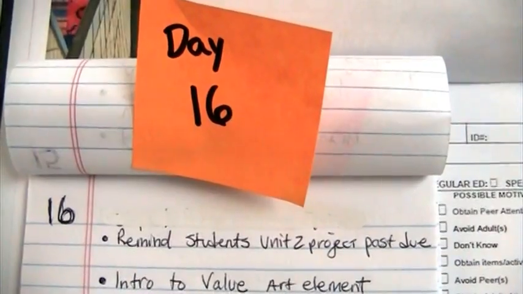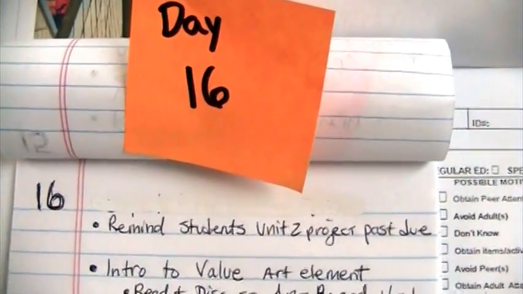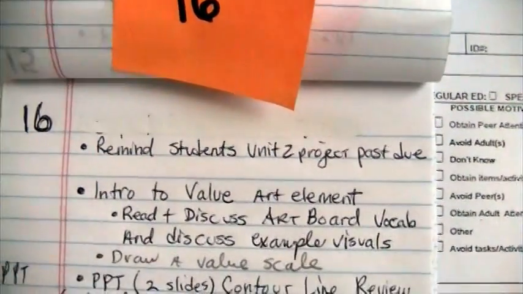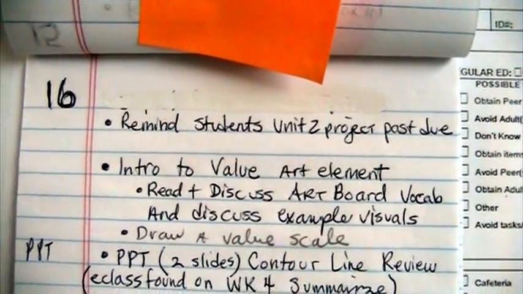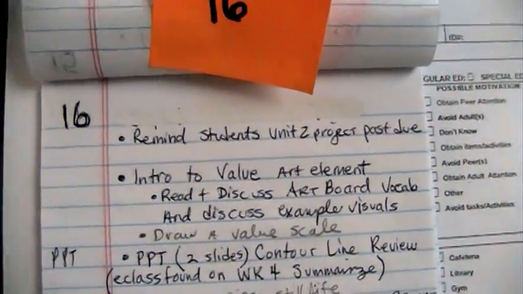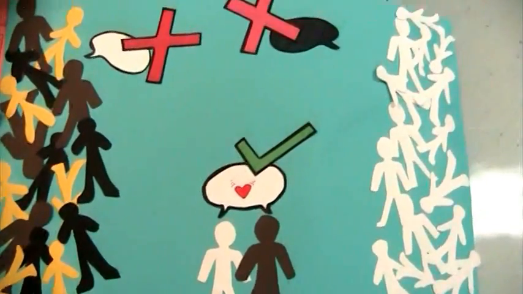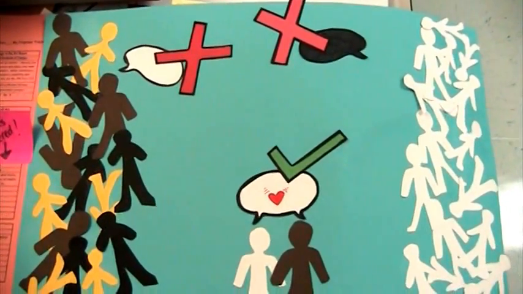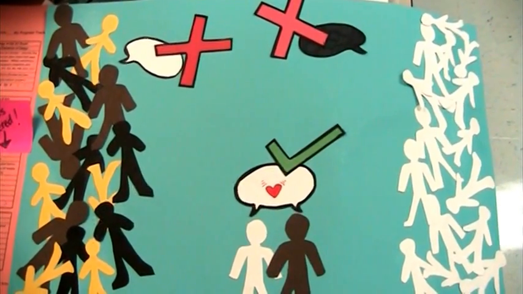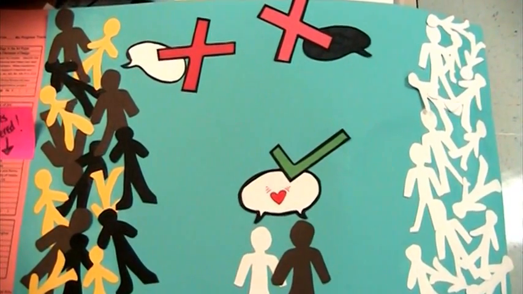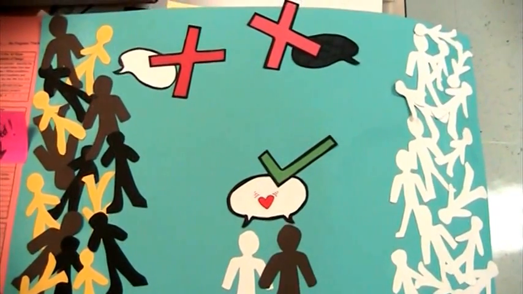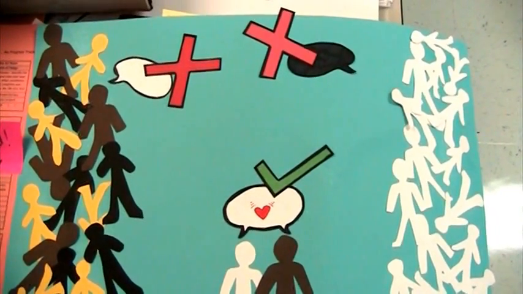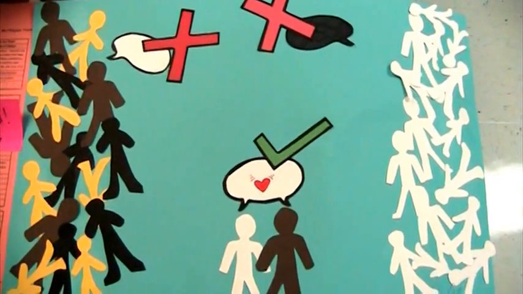This will be a very quick snapshot of everything that we did today. It's day 16. I reminded students that their Unit 2 projects are past due now. We had one person turn in an outstanding piece on social commentary using shapes, followed directions, great craftsmanship, great composition, clear thoughts and ideas, no words, just really, really well done.